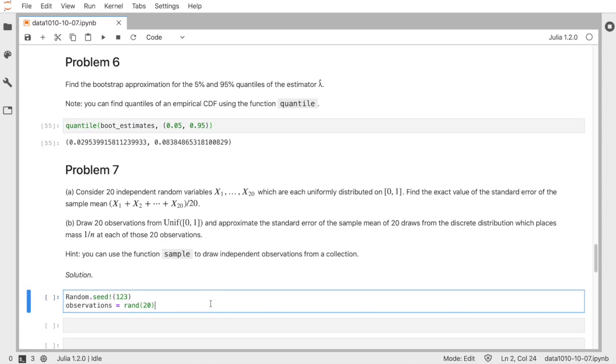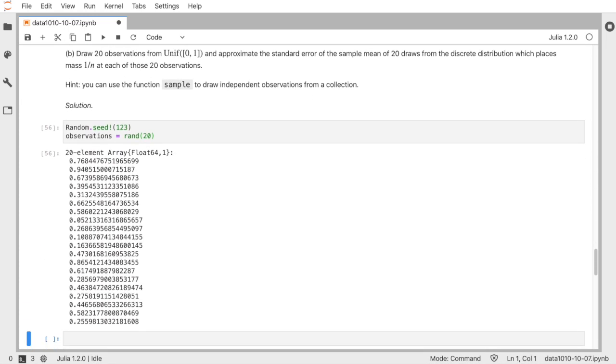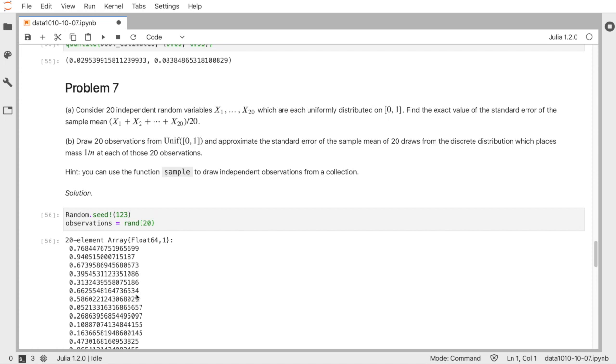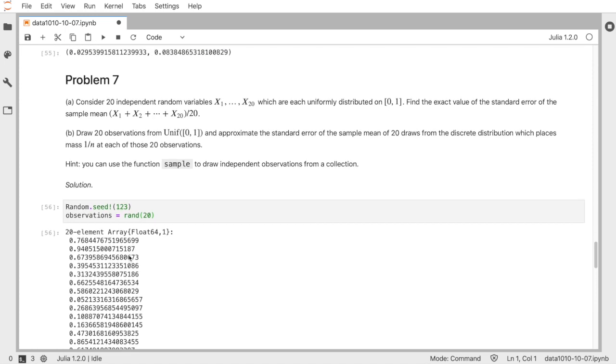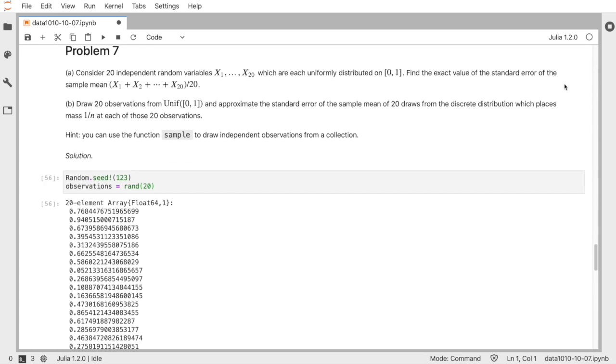So we get our 20 observations from the uniform distribution on [0, 1]. Here they are. And we want to know, if we compute the sample mean here, what's the standard error of the sample mean? Ultimately, the statistical functional we're interested in is not the mean of the distribution, it's the standard error of the sample mean when you draw 20 times from the distribution. That's a significantly more complex functional, and we're only going to be able to evaluate it exactly here because we know the distribution that these random variables are coming from, and because we understand how variance and linear combinations interact.